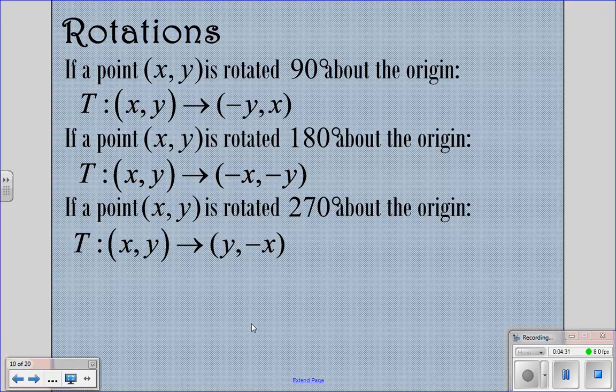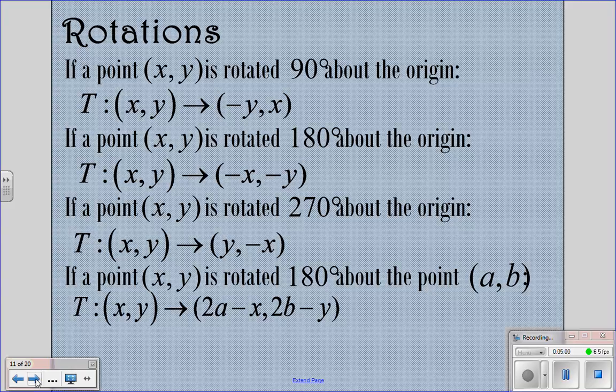You do want to learn these. They make it so much easier if you know these whenever you go to do rotations. So on x, y, when it's 90 degrees, it becomes negative y, x. For 180 degrees, negative x, negative y. And then 270 is y, negative x. So you want to learn those. It makes it so much easier if you already have those in your brain.